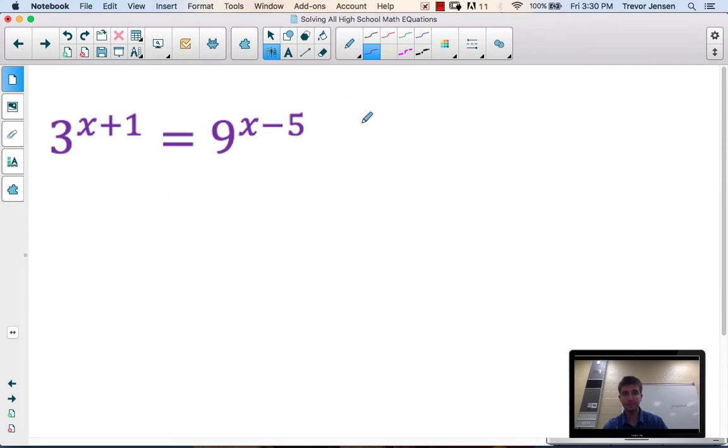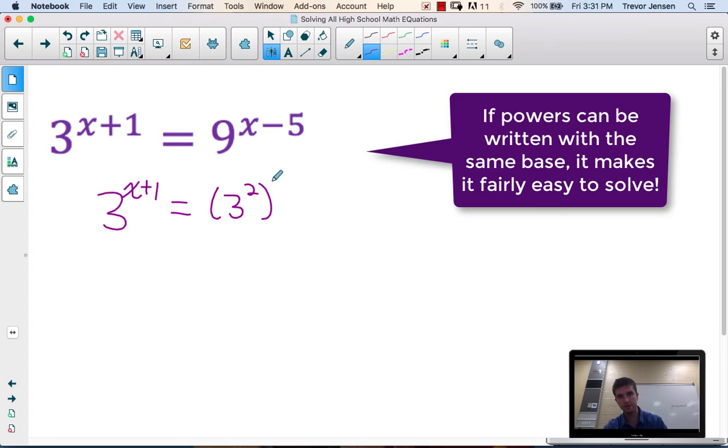We have another exponential equation here, but more than one variable. But it's still power equals power. So I told you before, it's useful if we can rewrite those powers with the same base. And we can write 9 as a base 3 power. It's 3 squared. Now I have a power equals a power. The powers have the same base.